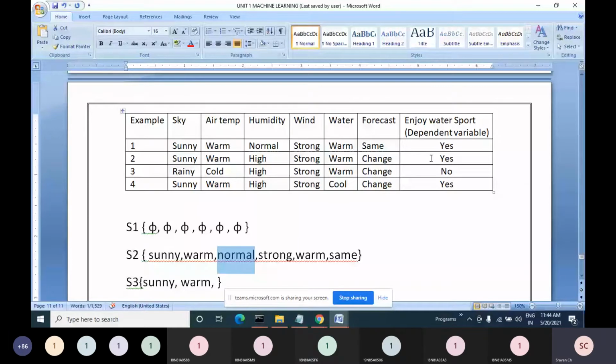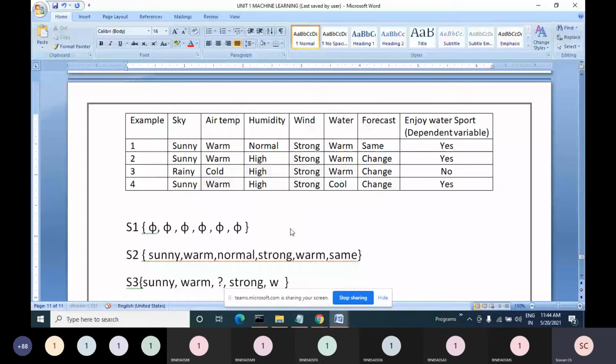Now I'll go to the fourth parameter value, strong. What is the fourth parameter value in my most specific hypothesis? Strong. So I'll write it as it is, strong. Then what is the fifth parameter value? Warm. What is the fifth parameter value in S2? Warm. Same. So warm as it is, I'll write.